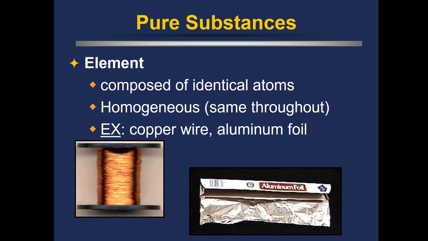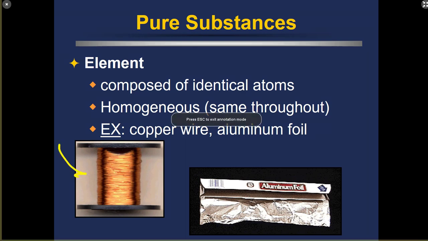Let's go and look at elements. As I said before, when you look on the periodic table, those are all the elements. So if you're looking at a name of something and trying to determine if it's an element or not, if you can find it on the periodic table, it is an element. Elements are composed of identical atoms. They are homogeneous, or the same throughout. Some good examples from our world: copper wire is composed of copper atoms, and aluminum foil is composed of aluminum atoms.